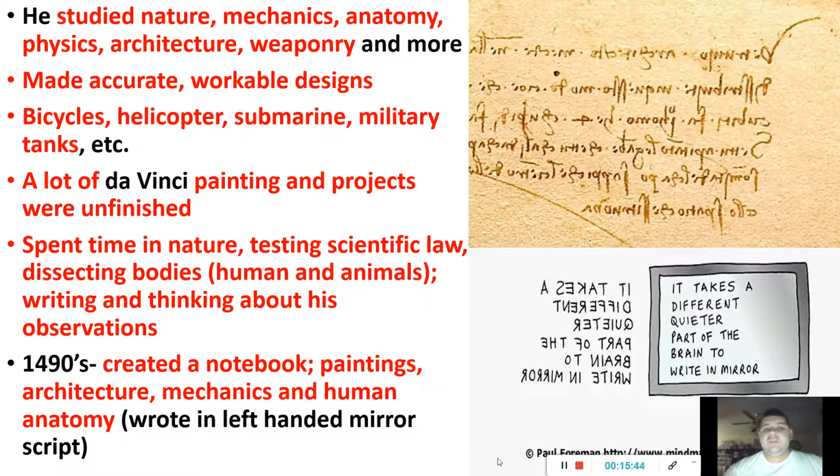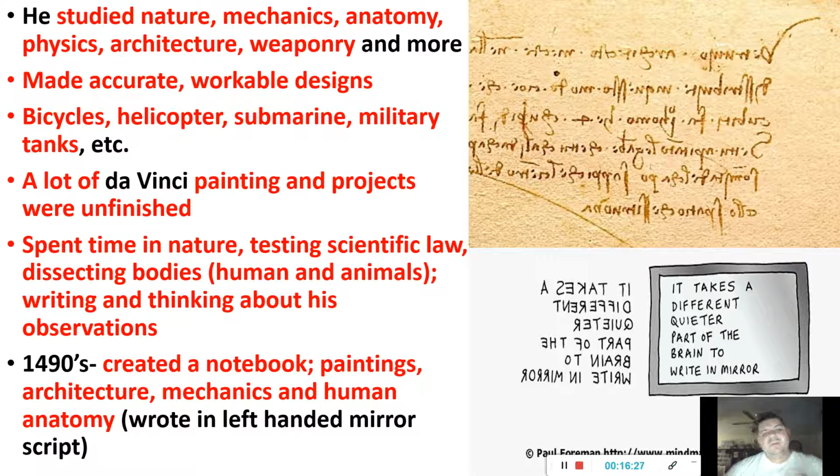Now, Da Vinci, like I kind of told you guys, didn't finish all his work, but he wasn't a slouch either. He didn't just sit around and do nothing. This guy was always trying to learn stuff: nature, mechanics, anatomy, the body, physics, architecture, weaponry. He studied all the time. And a lot of his stuff, especially the mechanics and weaponry, were workable. He had designs that look a lot like a bicycle, a helicopter, a submarine, also a tank.